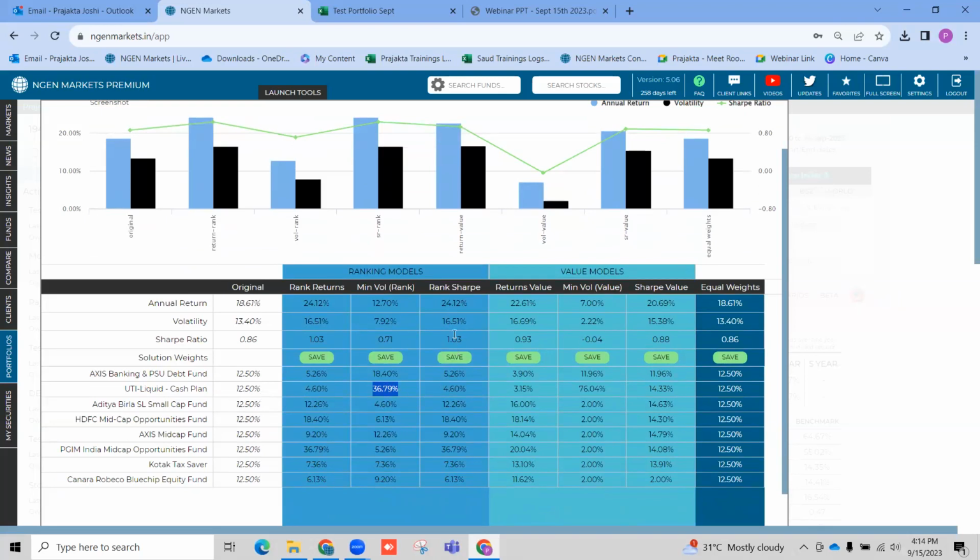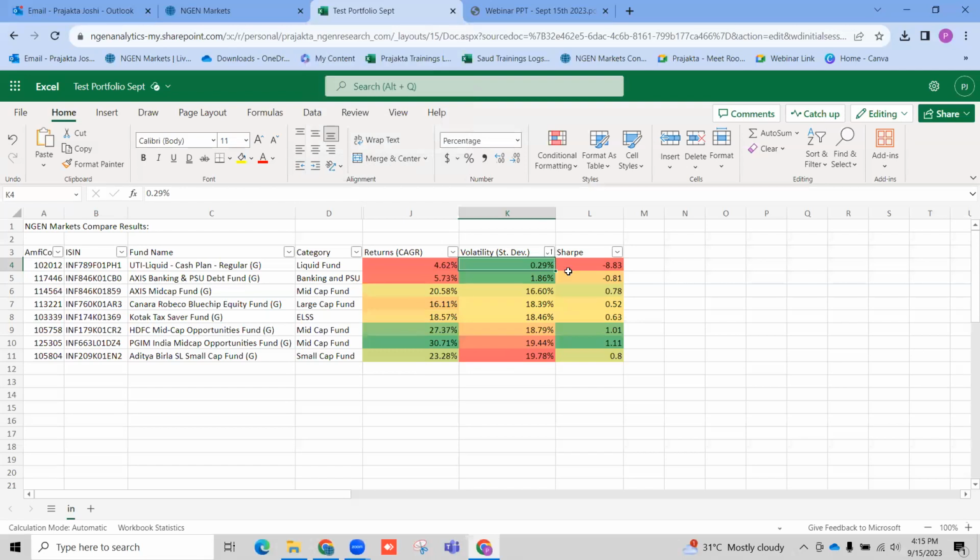Now, let's go to the Sharpe ratio as a model. This third column, which is Sharpe ratio, is going to give the highest weightage to that particular fund which has the best Sharpe ratio, right? So in this case, if we focus on only this third column, we will see that PGIM India Mid Cap Opportunities Fund has been given the highest allocation of 36.79%. Okay, let's just go back to the Excel sheet and see whether it actually has the highest Sharpe ratio.